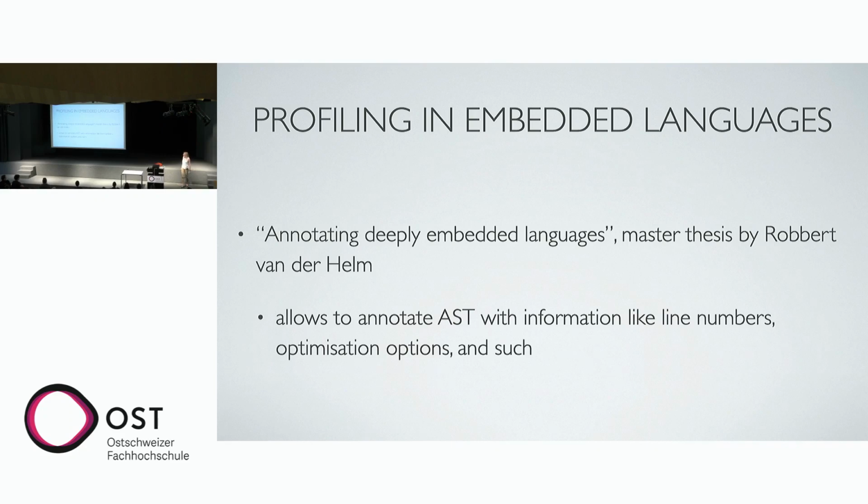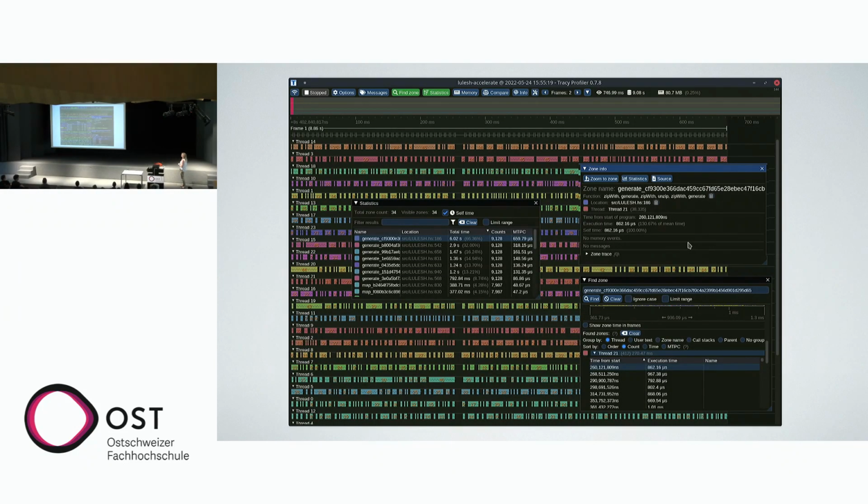And Robert van der Helm, the master thesis student I mentioned, just wrote a really nice thesis, basically, in general, on allowing annotations in ASTs for embedded languages. Annotations for example, source code location, but also if you want to have local compiler optimizations. For example, Accelerate uses fast math by default, but sometimes you don't want fast math because it makes floating point computations even less reliable than usual. So you want to switch that off, but not necessarily for the whole program, but for just some sub-computations. So his work basically gives a solution for that.